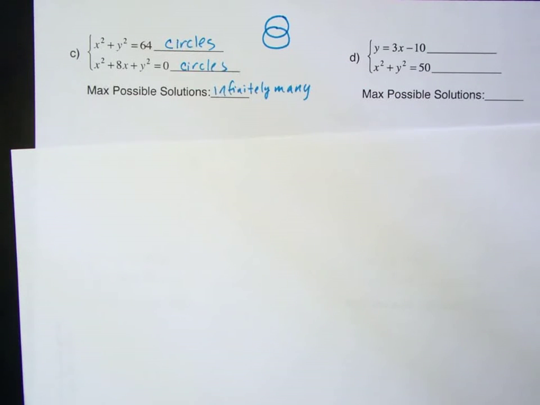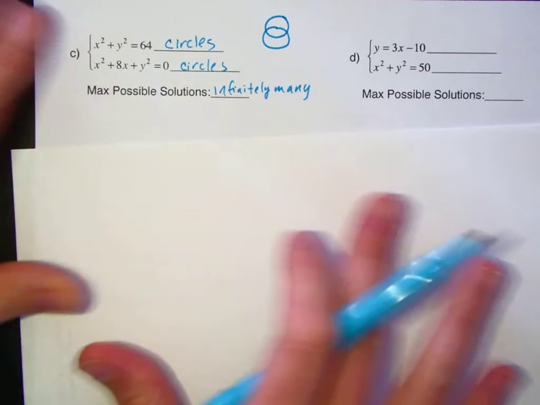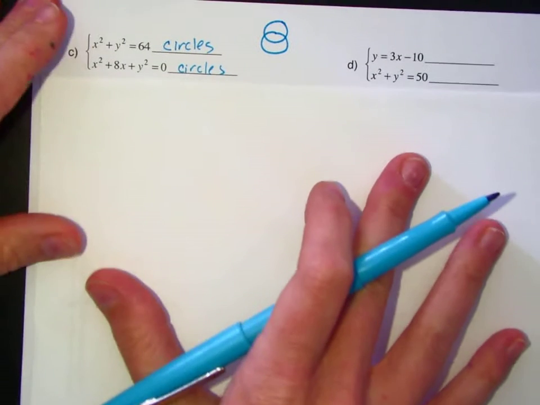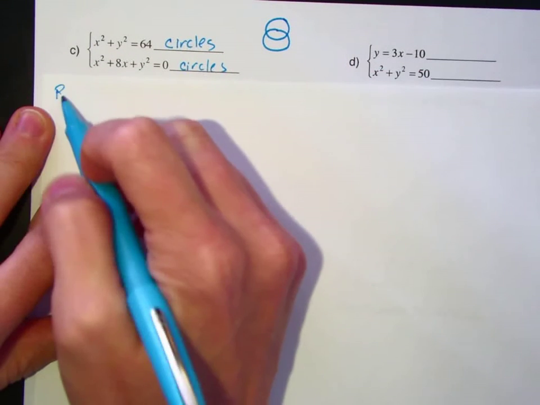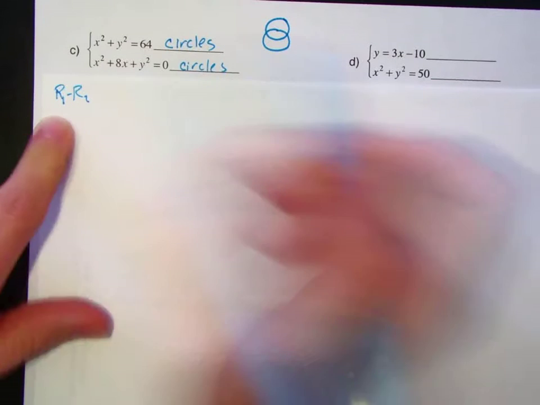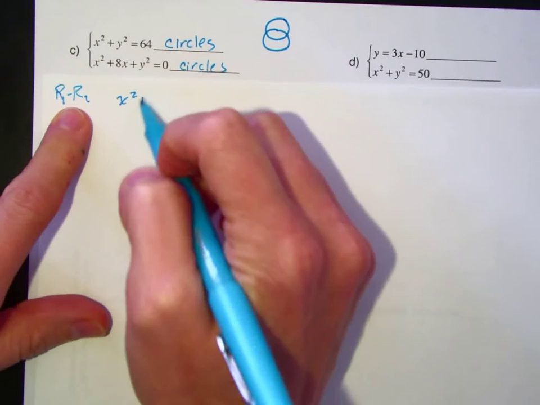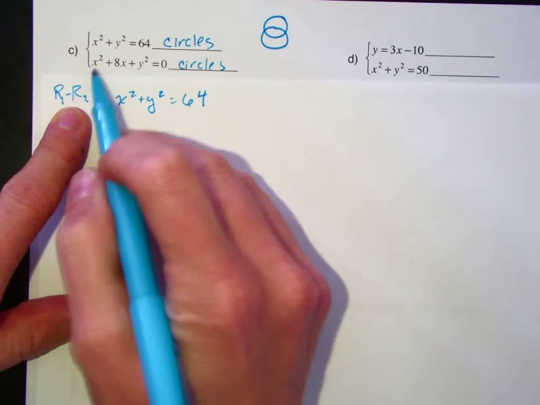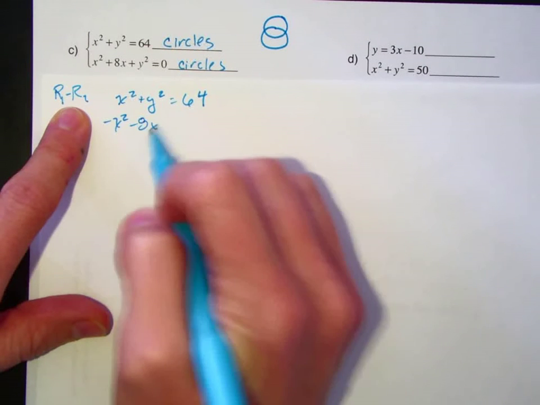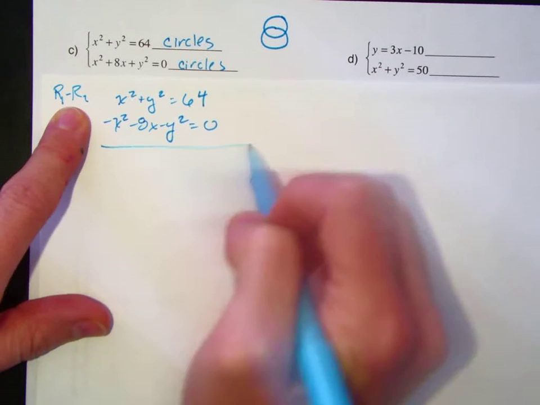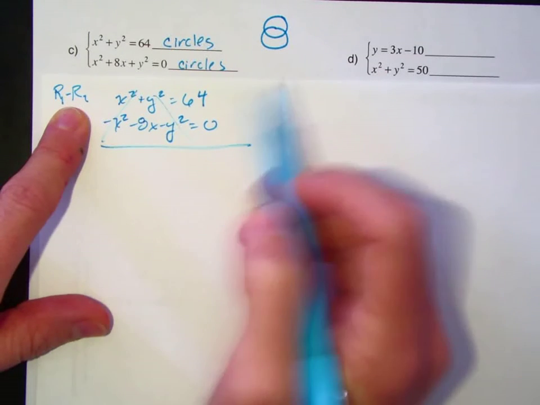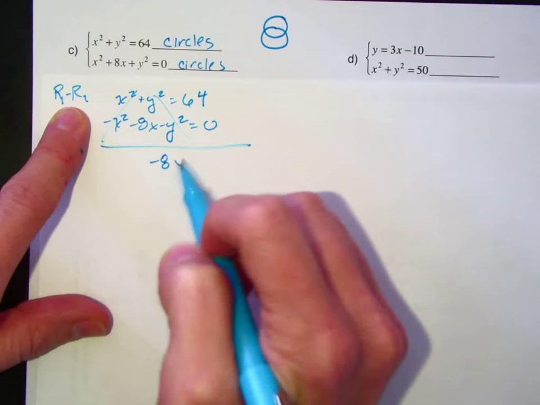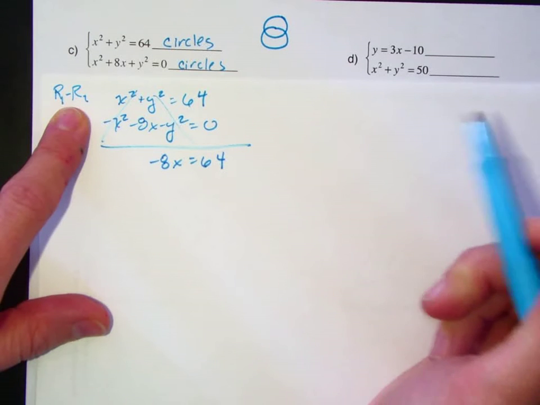All right, so I'm going to look at 2 different techniques for how we can solve this. First I'll take a look at the elimination. So just follow along now. If you were to eliminate, you could just take row 1 minus row 2. If I rewrote that, row 1 stays the same, and then row 2 would be opposite all the values. So negative x squared minus 8x minus y squared equals 0. And if we were to add those together, then we would get negative 8x equals 64. So that's the elimination.